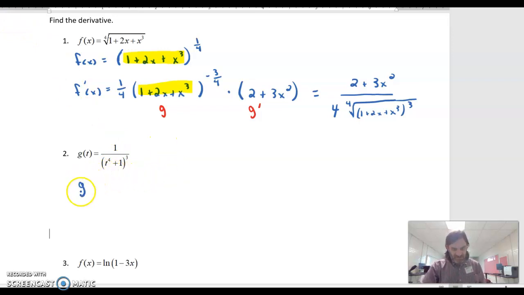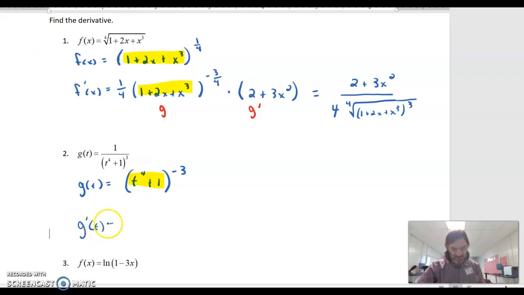I'll rewrite it as g of t, and I'm going to bring this cubed part to the top. So we'll have t to the 4th plus 1, all raised to the -3. That lets me use the power rule again. If I leave it on the bottom, I'm doing a quotient rule, which I like to avoid if I can. My t to the 4th plus 1 is on the inside, so that's the part that is like the g or the u.